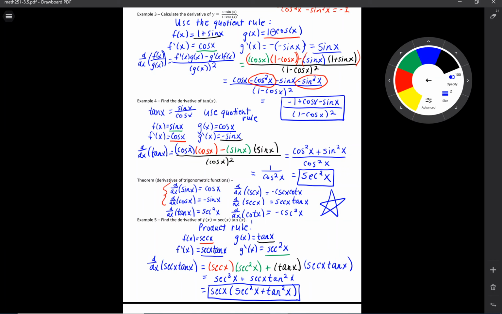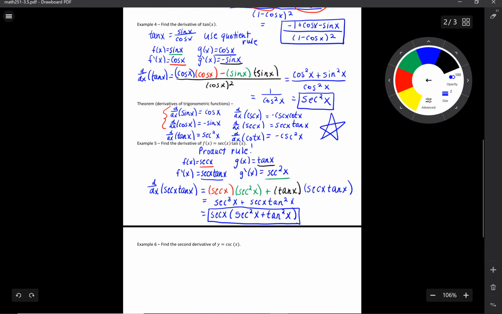All right, we have one more example. Here we want to find the second derivative of cosecant of x. So I have to find the first derivative, and then I have to find the second derivative. Well, according to the theorem that we have above, I know that y prime is just the derivative of cosecant x, which is negative cosecant x cotangent x.